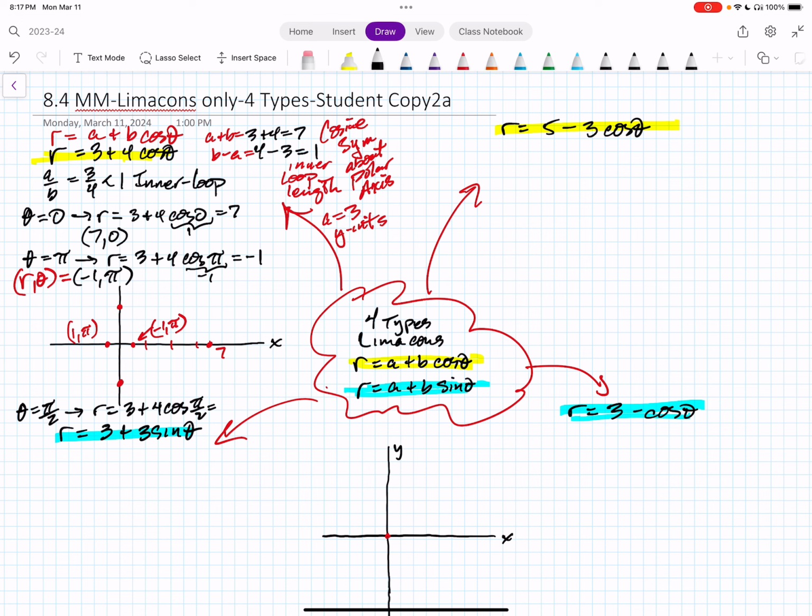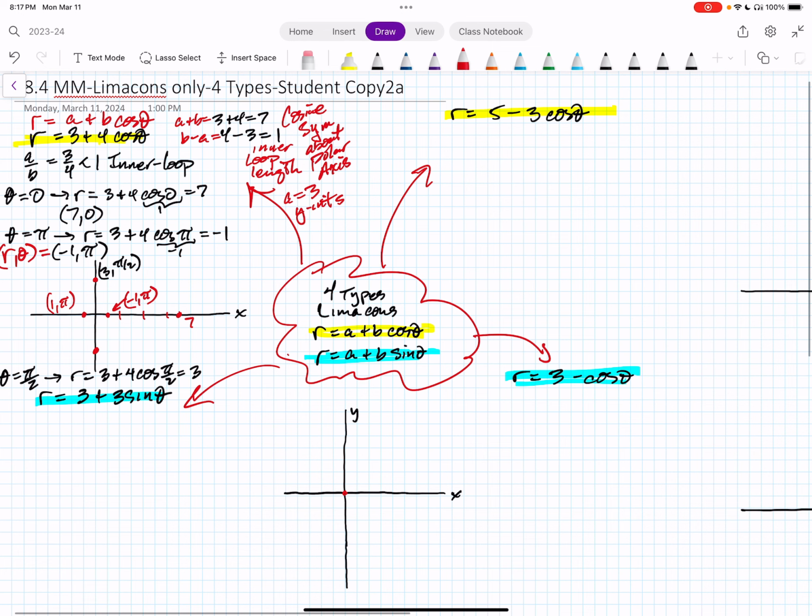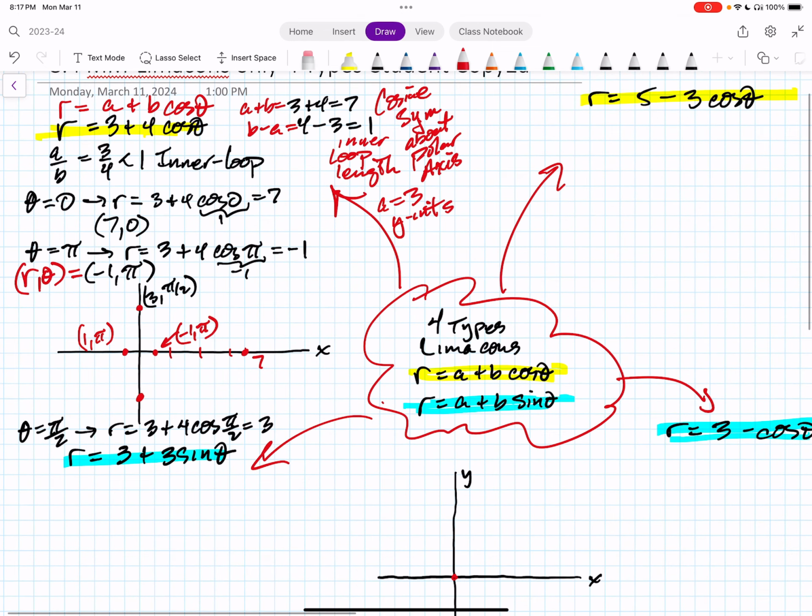Now cosine of pi halves is 0, times 4 is 0, plus 3 is 3. So 3 comma pi halves is on the graph, and that's up top here. You have a y-intercept. And now you draw your limacon. I've done a lot just for one example. Notice there was a lot of analysis right there, which is what this mind map is all about. If you understand everything in this lesson, then you've really learned quite a bit.